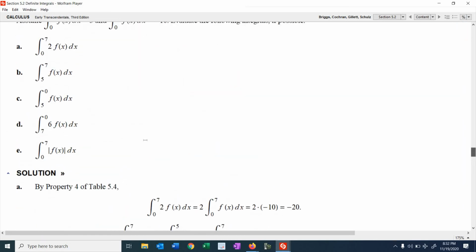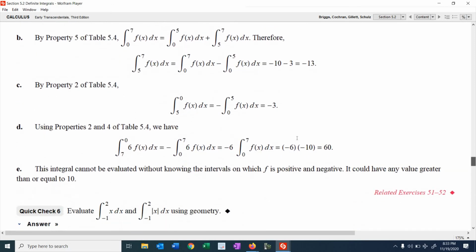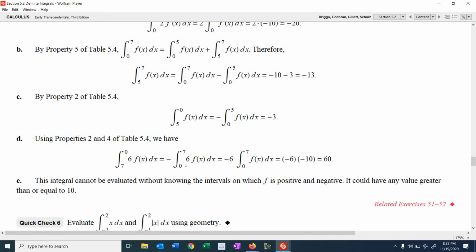Okay, part D. We want the definite integral from 7 to 0 of 6 times f of x. So obviously the first thing you could do is pull the 6 out since it's a constant. And then we're going to flip these, the lower limit and the upper limit, and make it from 0 to 7. And then of course when we do that, we'll have to put a minus sign in front. So you flip these, and you get the definite integral from 0 to 7 with a minus sign in front. And then you can factor this 6 out of the definite integral, so it looks like that. And then we know the definite integral from 0 to 7 is negative 10, so we end up with 60.